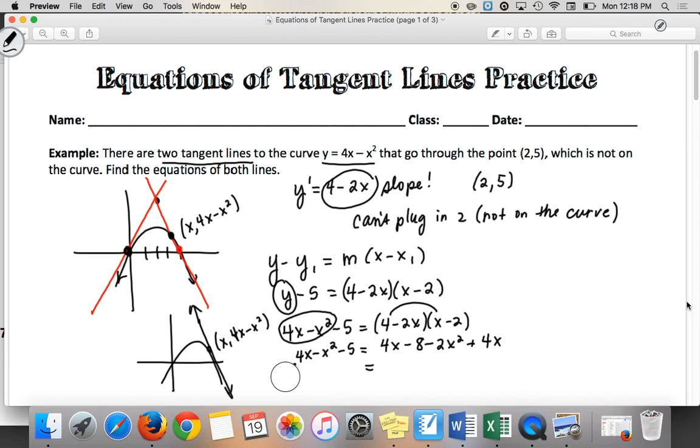Running out of room. Don't want to move all my ink here. So x squared, and then I have 4x plus 4x is 8x, but I'm going to subtract it over. Subtract 8x over. What do I get? Negative 4x, yep.